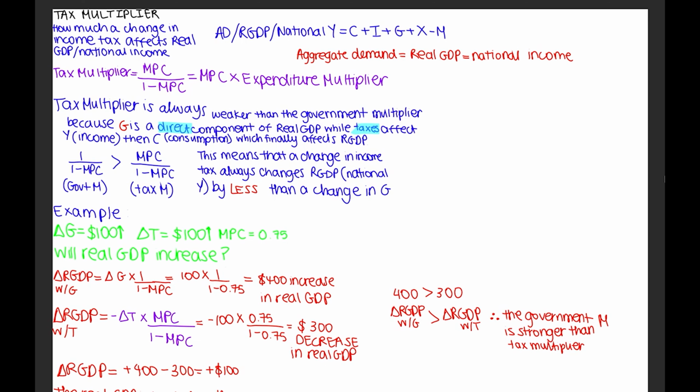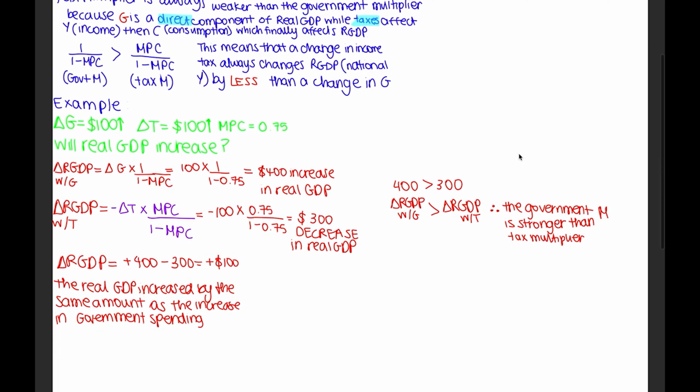1 over 1 minus MPC, which is your government multiplier, is always going to be greater than MPC over 1 minus MPC, which is your tax multiplier. This means that a change in income tax always changes real GDP or national income by less than a change in government spending. For example, let's say they increased government spending by $100 and they increased taxes by $100 as well, and they gave you MPC is 0.75.